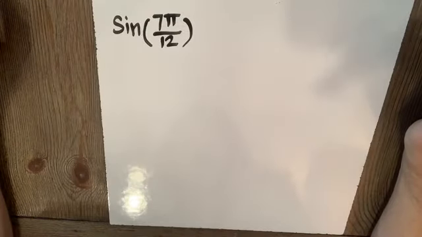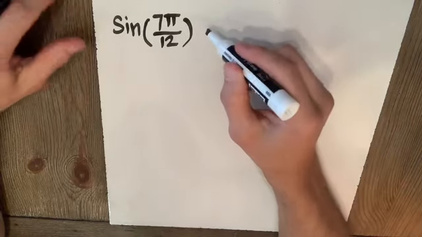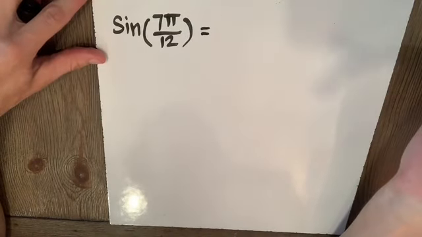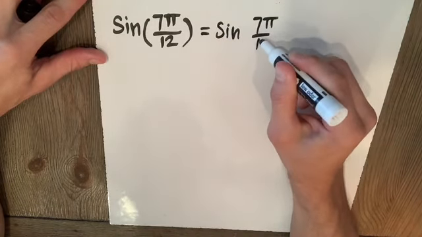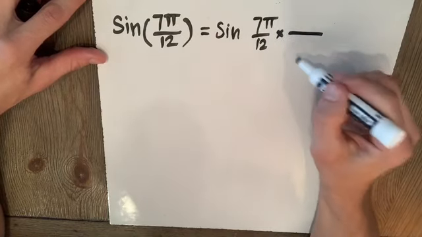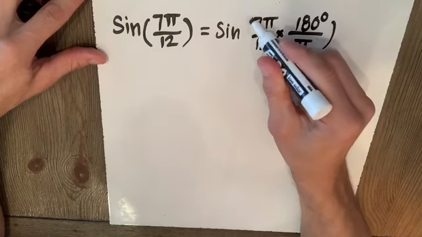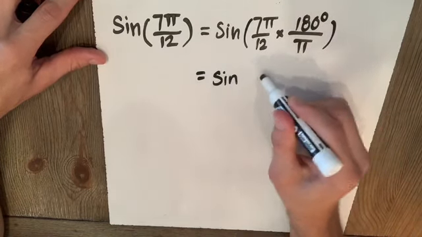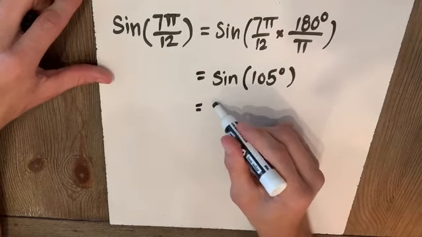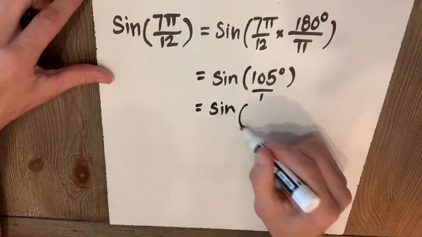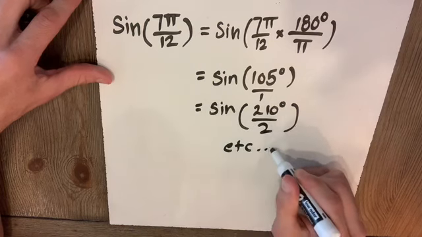Let's say you were given sine of 7 pi over 12 and told to use the half angle formulas. One option would be to convert this into degrees. This is sine of 7 pi over 12 times, remember, if you have radians, you want radians in the bottom and degrees in the numerator, which when you do your math gives us sine of 105 degrees. And this is the problem we just solved, because we could say this is sine of 105 over 1, which becomes 210 over 2. And we do all the work we just did.